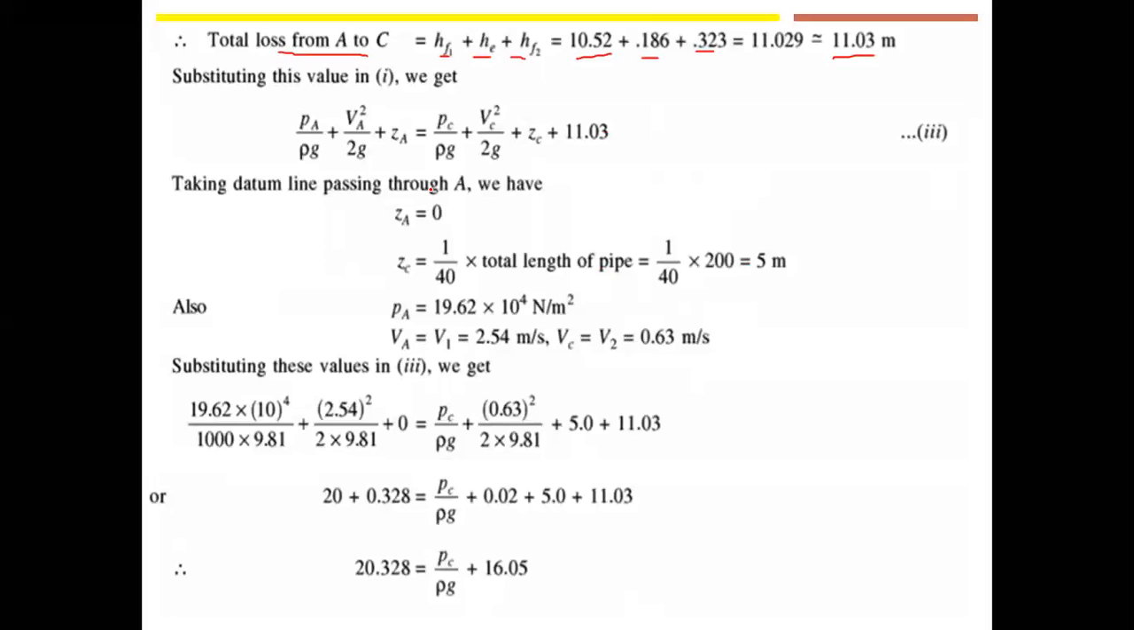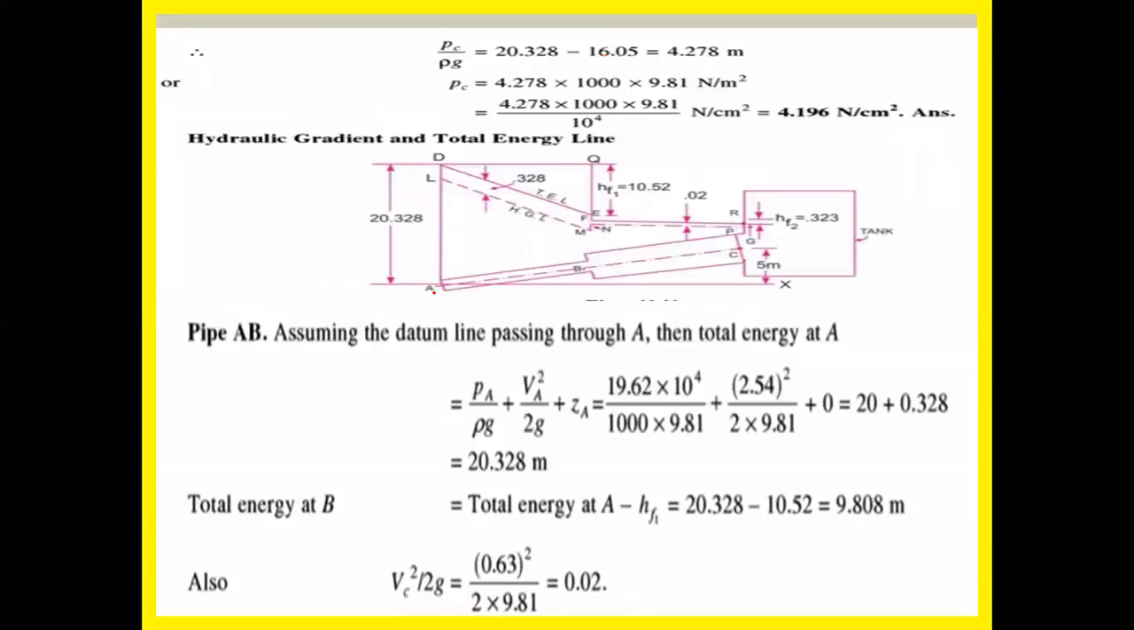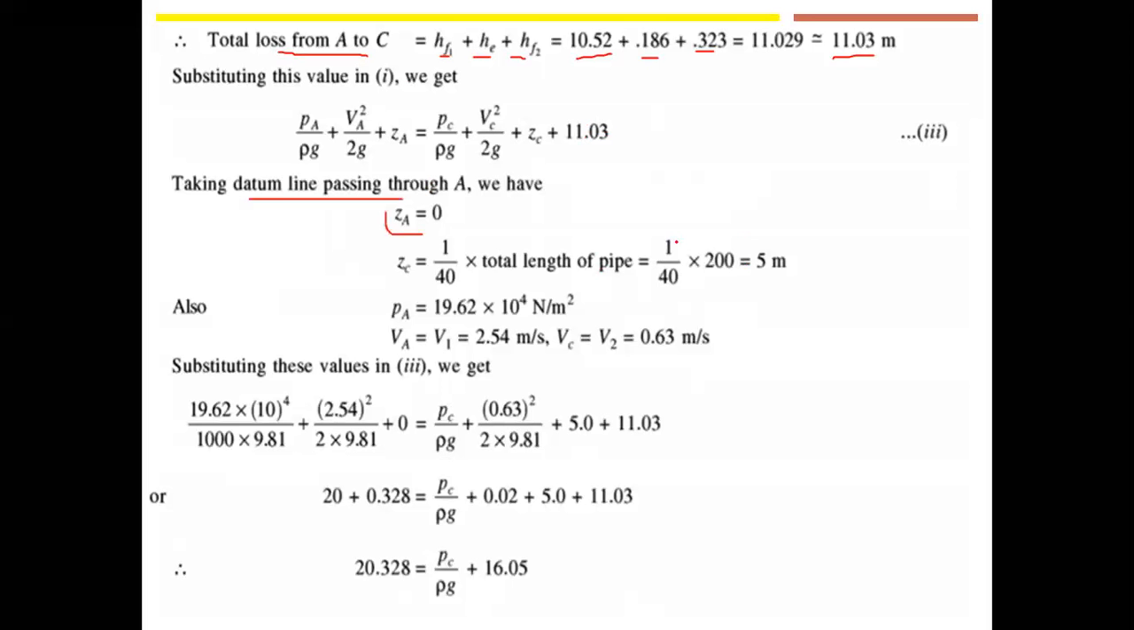Now applying there, plus 11.03, this value. Taking the datum line passing through A, we have ZA equal to 0. Datum line passes through A, so ZA is 0. How much has it risen here? It is 1 by 40. Therefore, ZC is equal to 1 by 40 into the total length of the pipe. Since it is a slope, we take the total length of the pipe: 1 by 40 into 200, that's equal to 5 meters. ZC value is 5 meters. Therefore, how much pressure is given? PA is already given in the question. How much is VA?